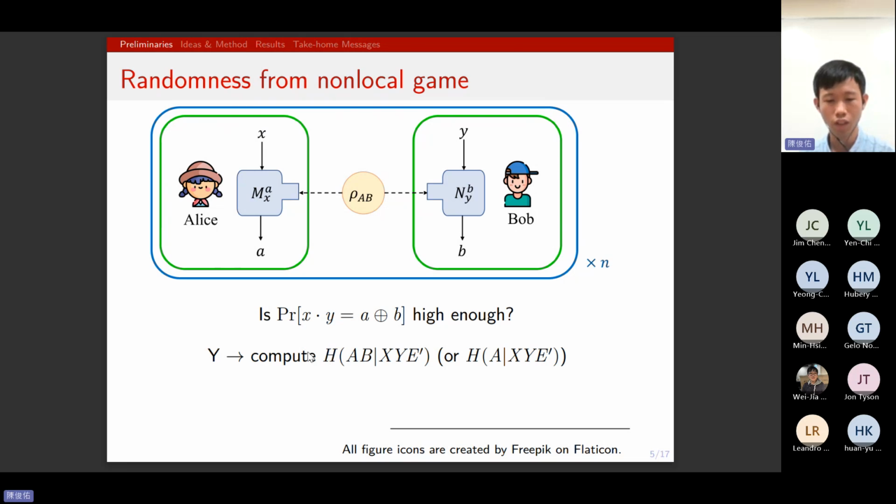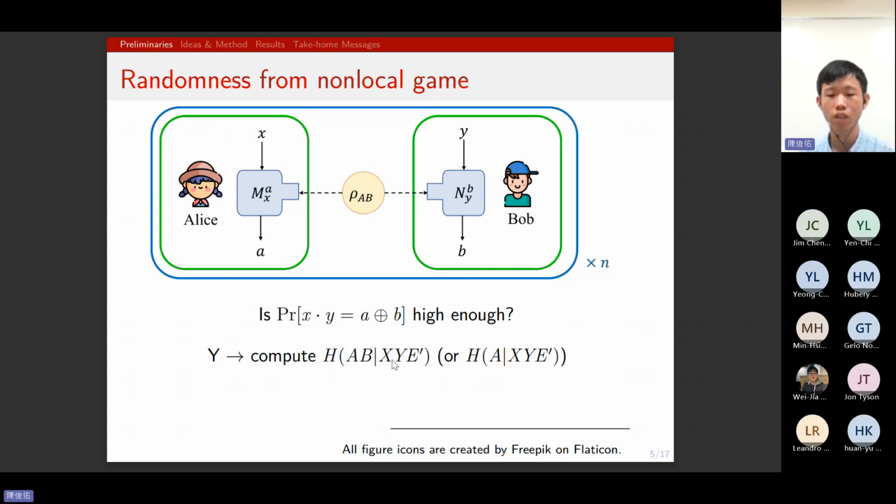The quantity is the conditional min-entropy, H(AB | XYE'). Here A and B are the outcomes, or the output, from the non-local game, and X and Y are the inputs. And here E' is the adversary's quantum system. Besides the randomness extracted from the two parties' outcomes, we can also consider the randomness extracted from only a single party's outcome, which is H(A | XYE'). So it's sometimes called local randomness. In the former case, it's called global randomness.